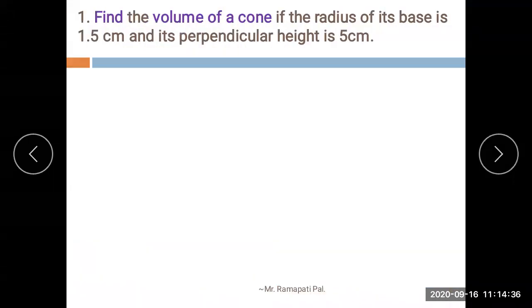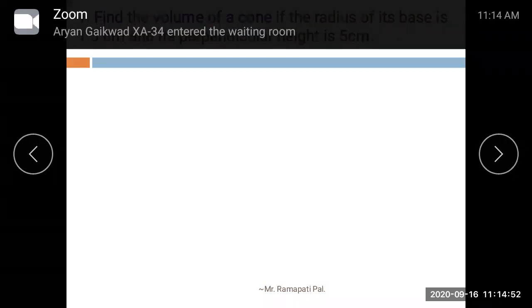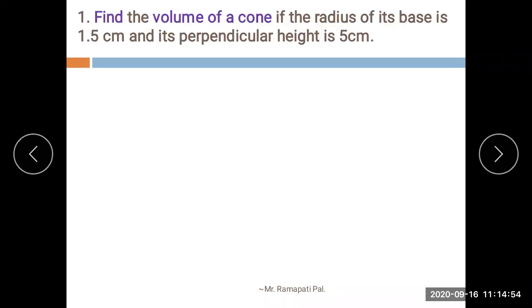Let's see the first question. Find the volume of a cone if the radius of its base is 1.5 centimeter and its perpendicular height is 5 centimeter. We have to find the volume of a cone. Now, Krish, you can tell me the formula for the volume of a cone. Fast.